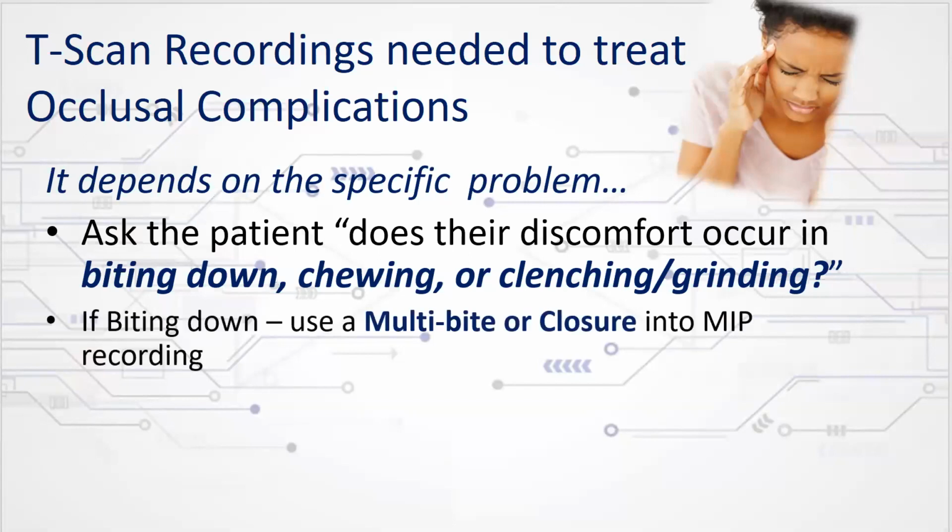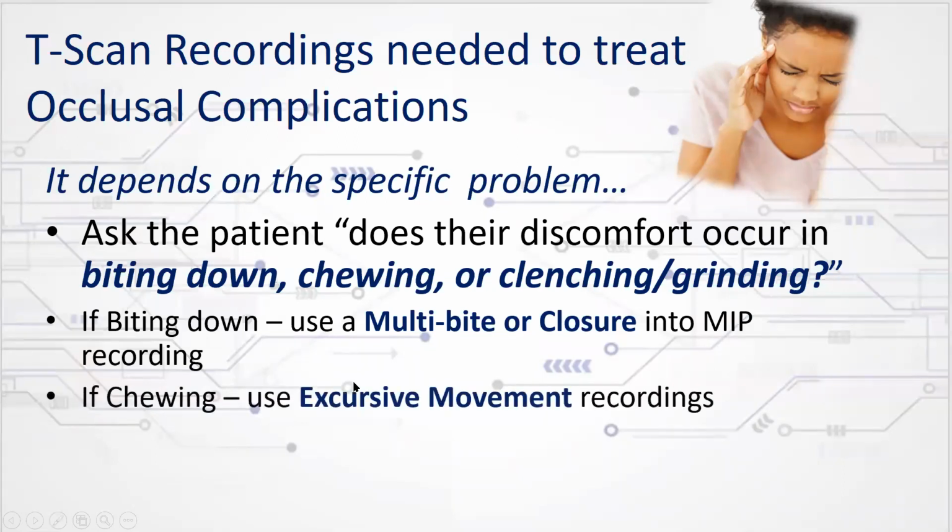If it's a biting down problem, like they say, all I have to do is bite down and it hurts my tooth, then we use a closure recording or a multiple bite recording where they bite down a few times. If it's during chewing, like they say, I can bite on the tooth, but when I chew, it gives me a sharp pain, or it feels like there's something in the way, then we use an excursive movement recording. You can also have them chew on the sensor if you want, but within excursive movements are all of the chewing motions. So it's easier to use excursive movement recordings.